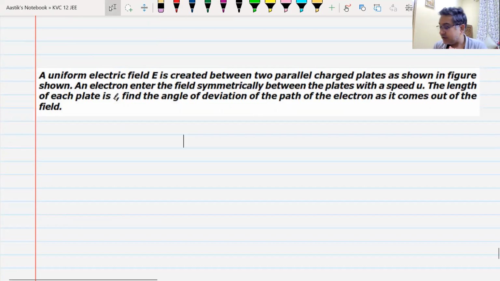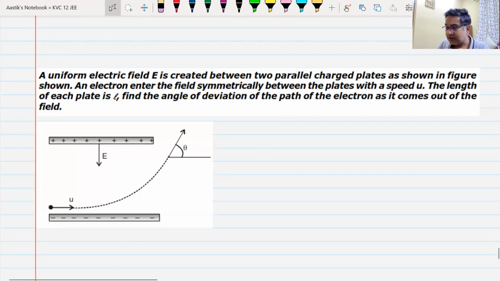Let's see if you can do this. A uniform electric field is created between two parallel charged plates as shown in the figure. So I have to show you the figure as well. Not a problem, I'll show you the figure, and I'll ask a couple of questions in this. Remember that the same question will come in magnetic field also. This is the electric field version of this question.